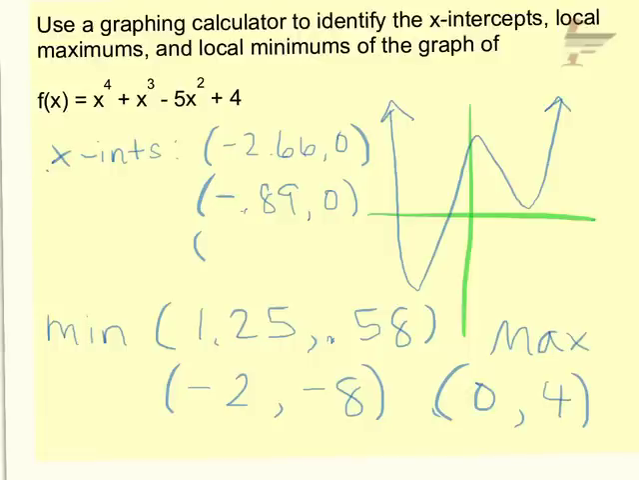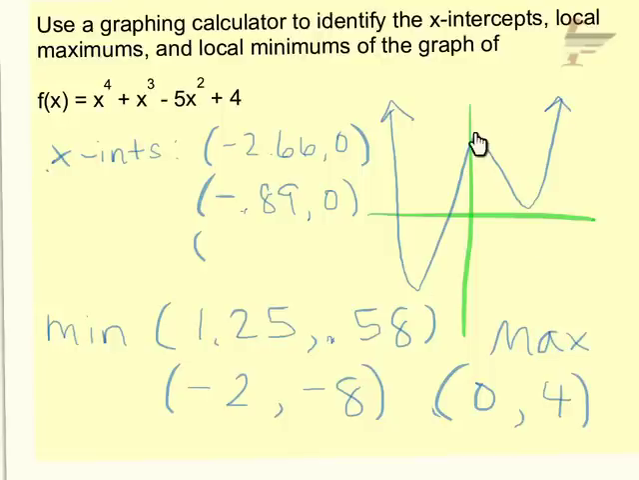So I had x-intercepts here at negative 2.66 and here at negative 0.89. Here it did not touch the x-axis, but it really looks like it is, so be careful. However, that's a minimum, and that minimum is 1.25, 0.58. This minimum over here is negative 2, negative 8. And this maximum is at 0.4, and that covers everything.